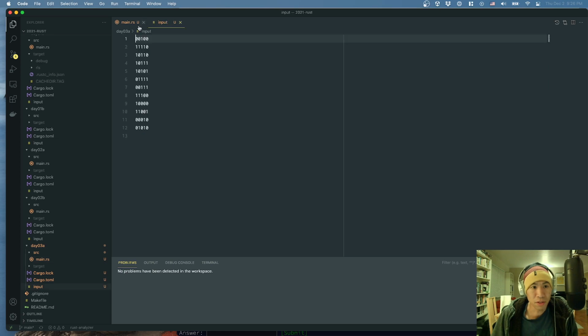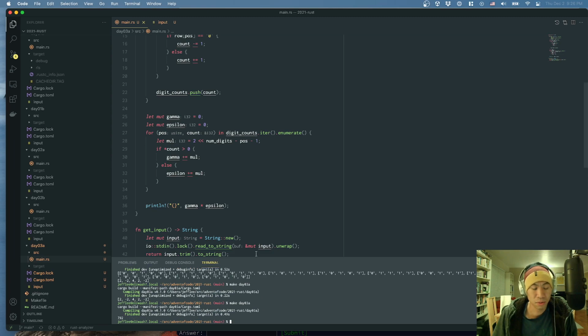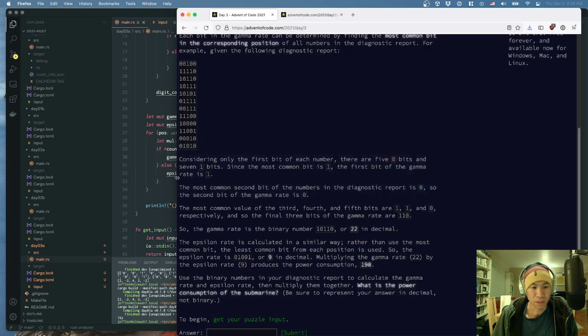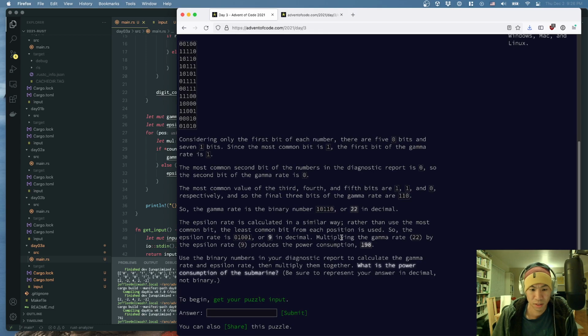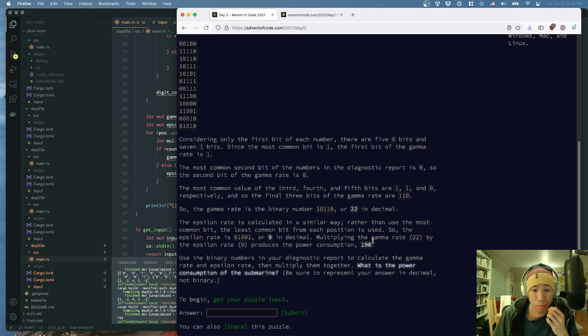Okay, I think we still have the sample input in here, so I just want to see if this runs with the sample input. 792. I really hope that's correct. It's not. Okay, so we'll probably have a mistake somewhere in here. So the gamma rate is the binary 10110, or 22 in decimal.